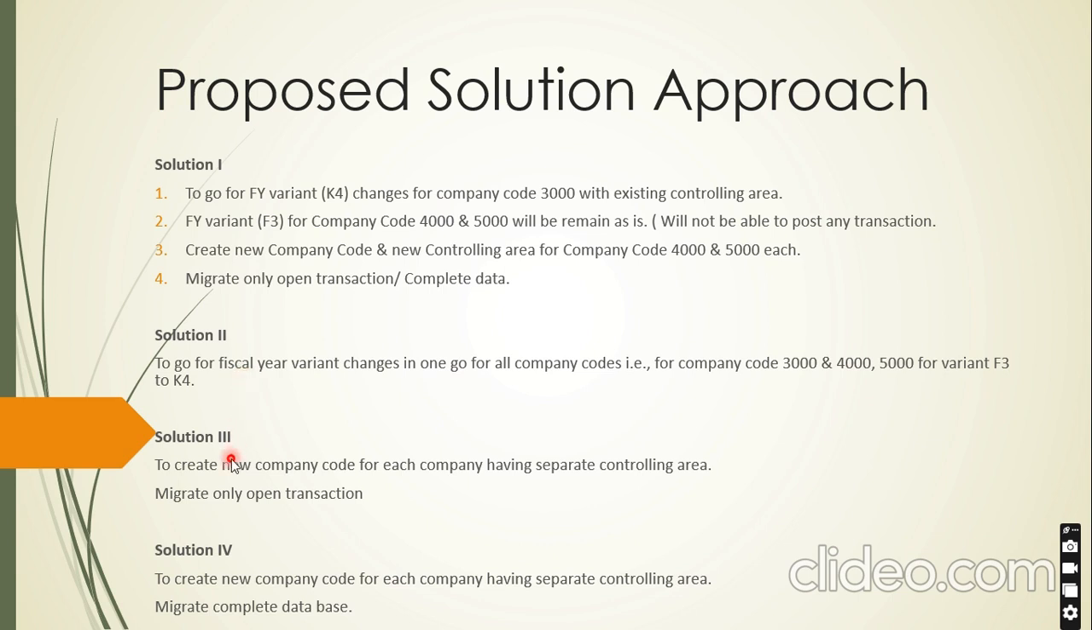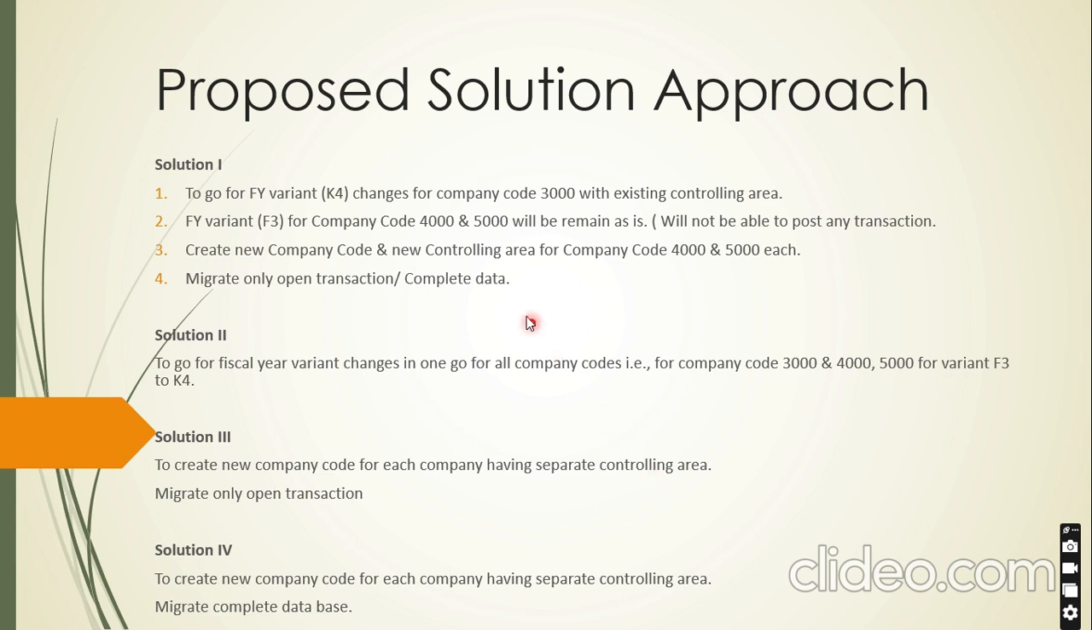Solution 3. Sorry. Here, create new company codes for each company with a separate controlling area. Migrate only open transactions. For 4000 and 5000, you can create new company codes and new controlling areas accordingly as per the requirement, and then migrate open transactions. Maybe you think that creating only a controlling area is enough, right? That is your question, but one company code can be assigned to only one controlling area.